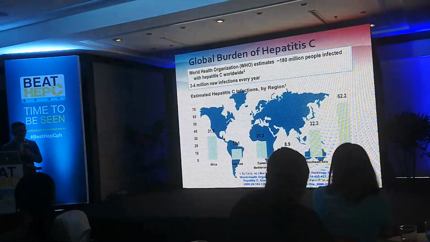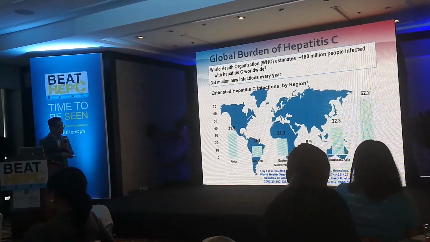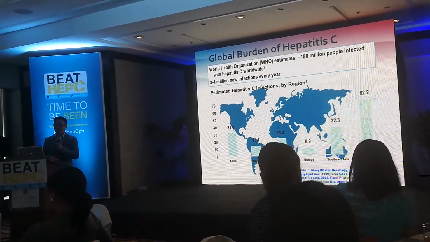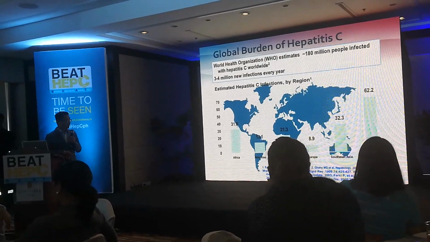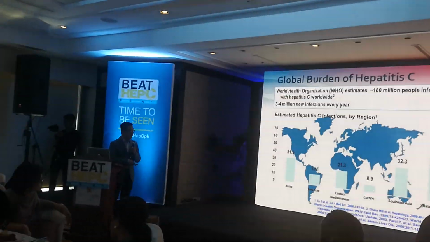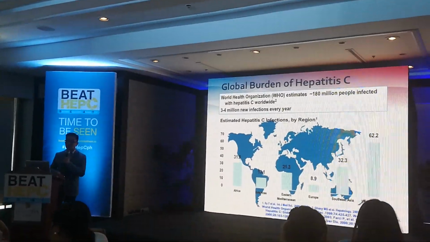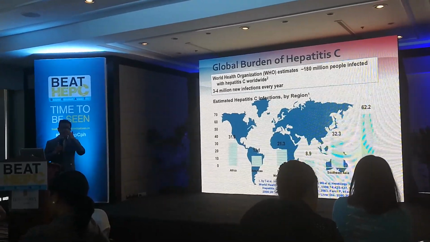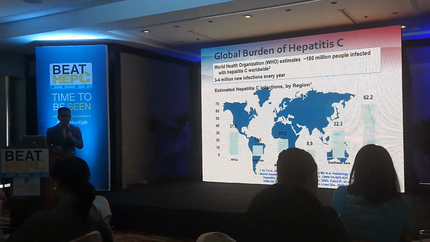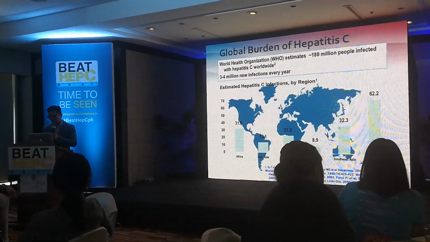So how big is the problem of hepatitis C globally? This is old data, but you can see that the regional estimates of the number of patients infected with the hepatitis C virus may be as low as 8.9 million in Europe and as high as 62.2 million in the Western Pacific. The World Health Organization has estimated that about 180 million individuals are currently infected with the hepatitis C virus.